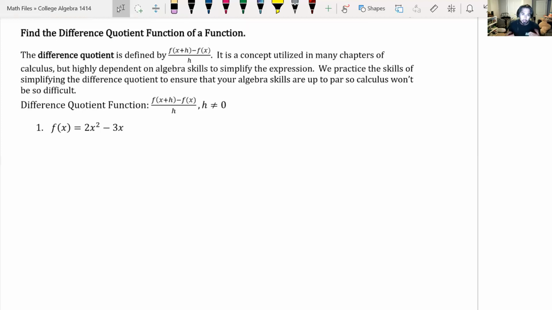Okay, so the difference quotient is given as f of x plus h minus f of x, over h. So the way I show it is step by step by step. And if you don't want to do it step by step by step, that is definitely fine. But I say do it step by step, watch everything, watch your signs. So let's get started.